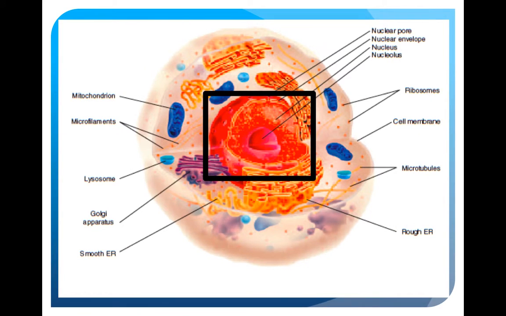We're going to now talk about every specific organelle inside the eukaryotic cell. The first one is the nucleus. Right here, this is the nucleus, boxed in. So I'm going to try to box each one in so you can see it, and then I will have a slide over it.